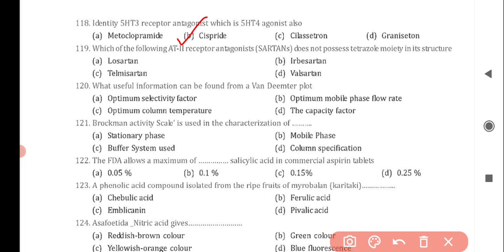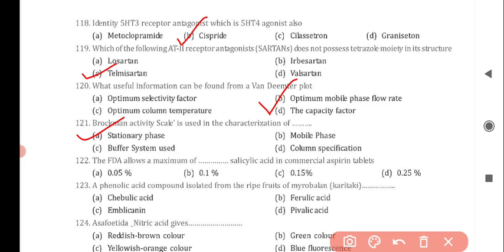Next question is, which of the following AT2 receptor antagonist does not possess a tetrazole moiety in its structure? And the correct answer is option C, that is telmisartan. Next question is, what useful information can be found from a van Deemter plot? And the correct answer is option B, that is optimum mobile phase flow rate. Next question is, Brockmann activity scale is used in the characterization of, and the correct answer is option A, stationary phase.